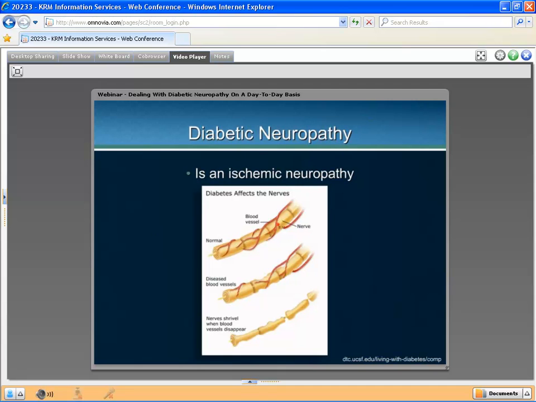And so when you have a nice healthy blood vessel, having a nice healthy nerve, as the blood vessel begins to get blocked from damage from the high blood sugars, the nerve begins to dwindle off, and then as it goes further, we have a lack of blood supply, a lack of nerve cells, and they simply die off. And this is the underlying cause of the diabetic neuropathy.